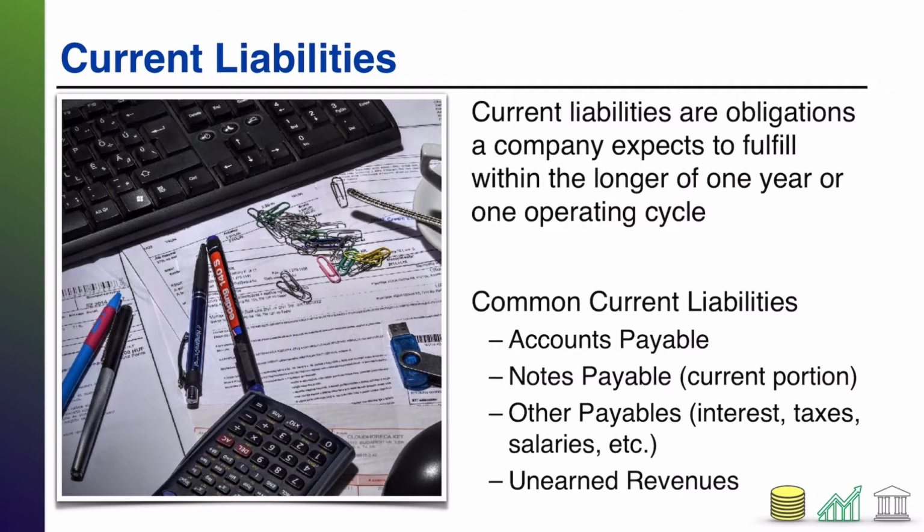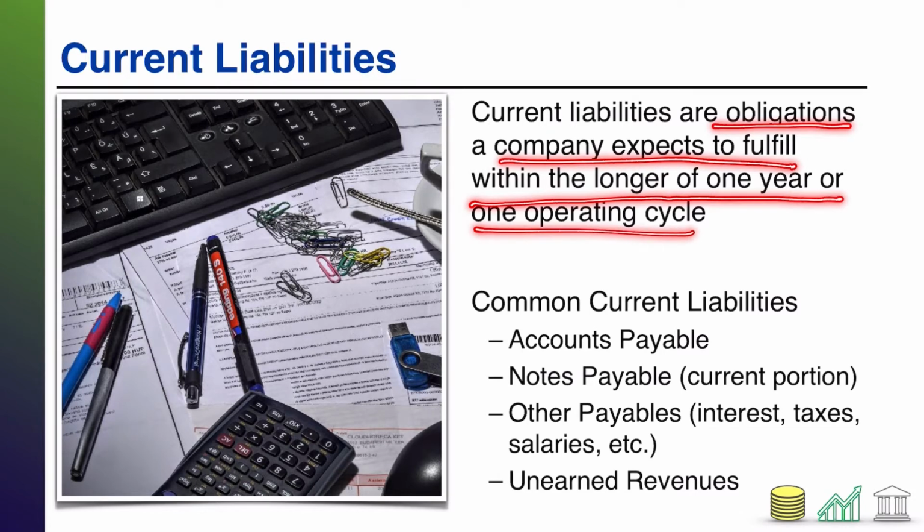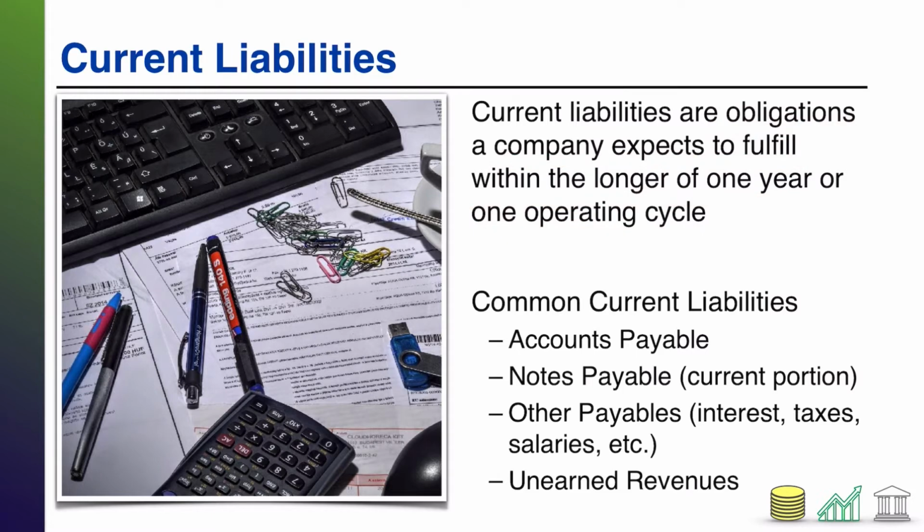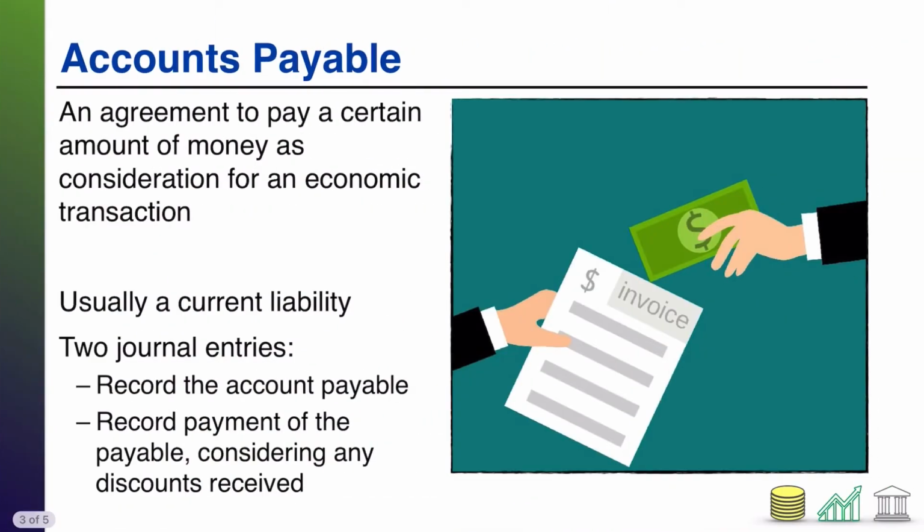Current liabilities specifically are obligations that a company expects to fulfill within the longer of 1 year or one operating cycle. So generally in, say, an introductory course, we just eliminate the operating cycle piece of this. We just say, hey, you're going to pay your liabilities within a year. That's what classifies you as current, okay? Current liabilities include accounts payable, current portions of note payables, several other miscellaneous payables, as well as unearned revenues. We're going to focus this video on strictly accounts payable.